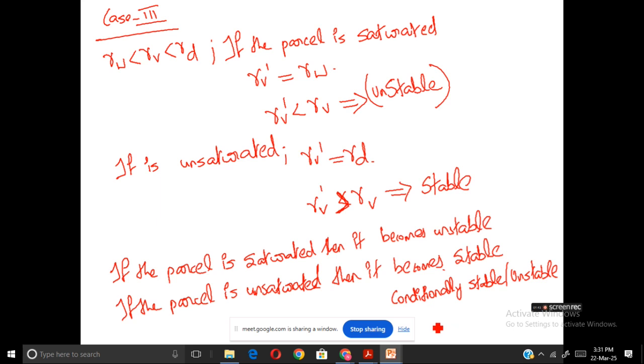What is the condition for conditional instability? The environmental lapse rate, gamma, should fall within the values of the dry adiabatic lapse rate and the saturated adiabatic lapse rate. It should be less than the dry adiabatic lapse rate and greater than the saturated adiabatic lapse rate. So that is the condition for conditional instability. I hope it is clear.